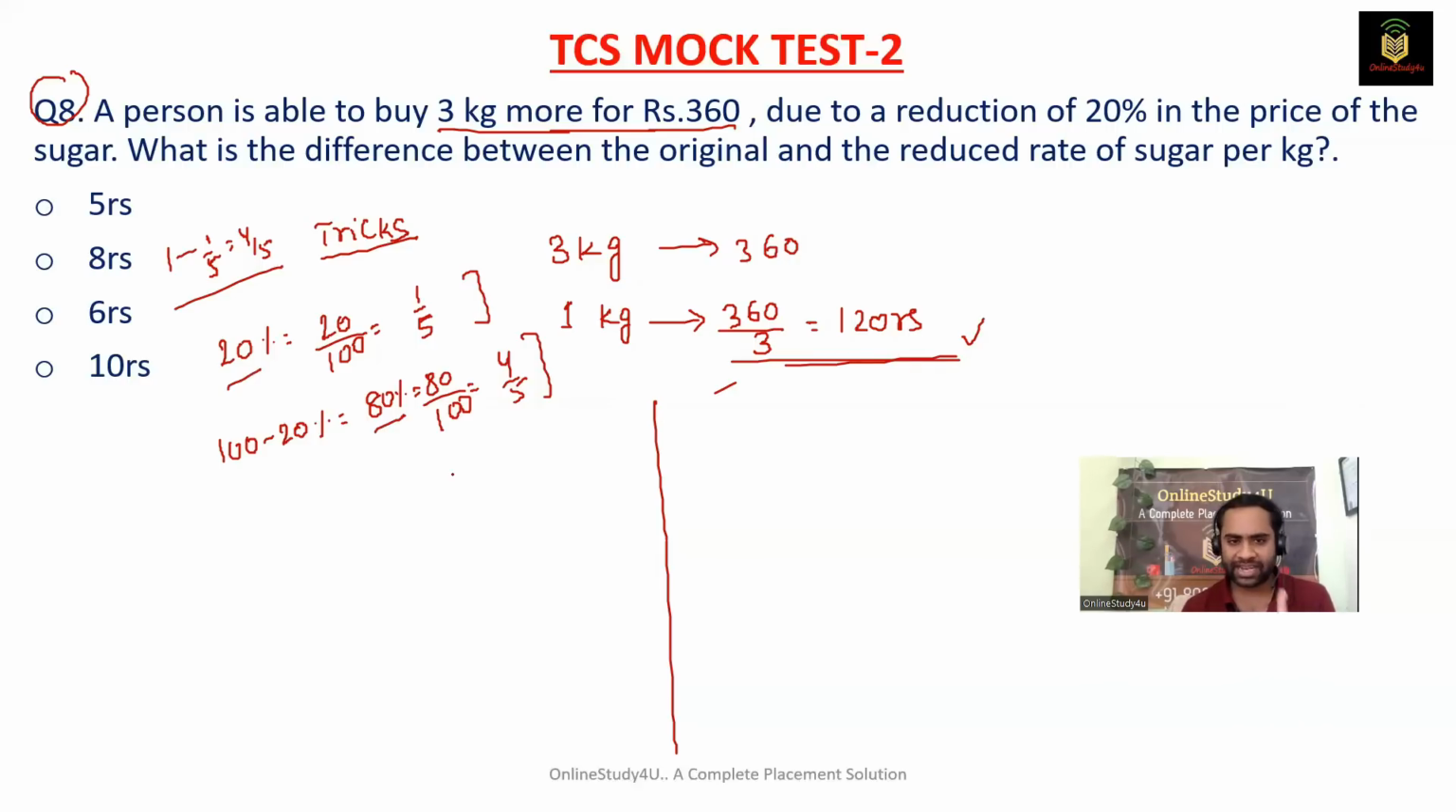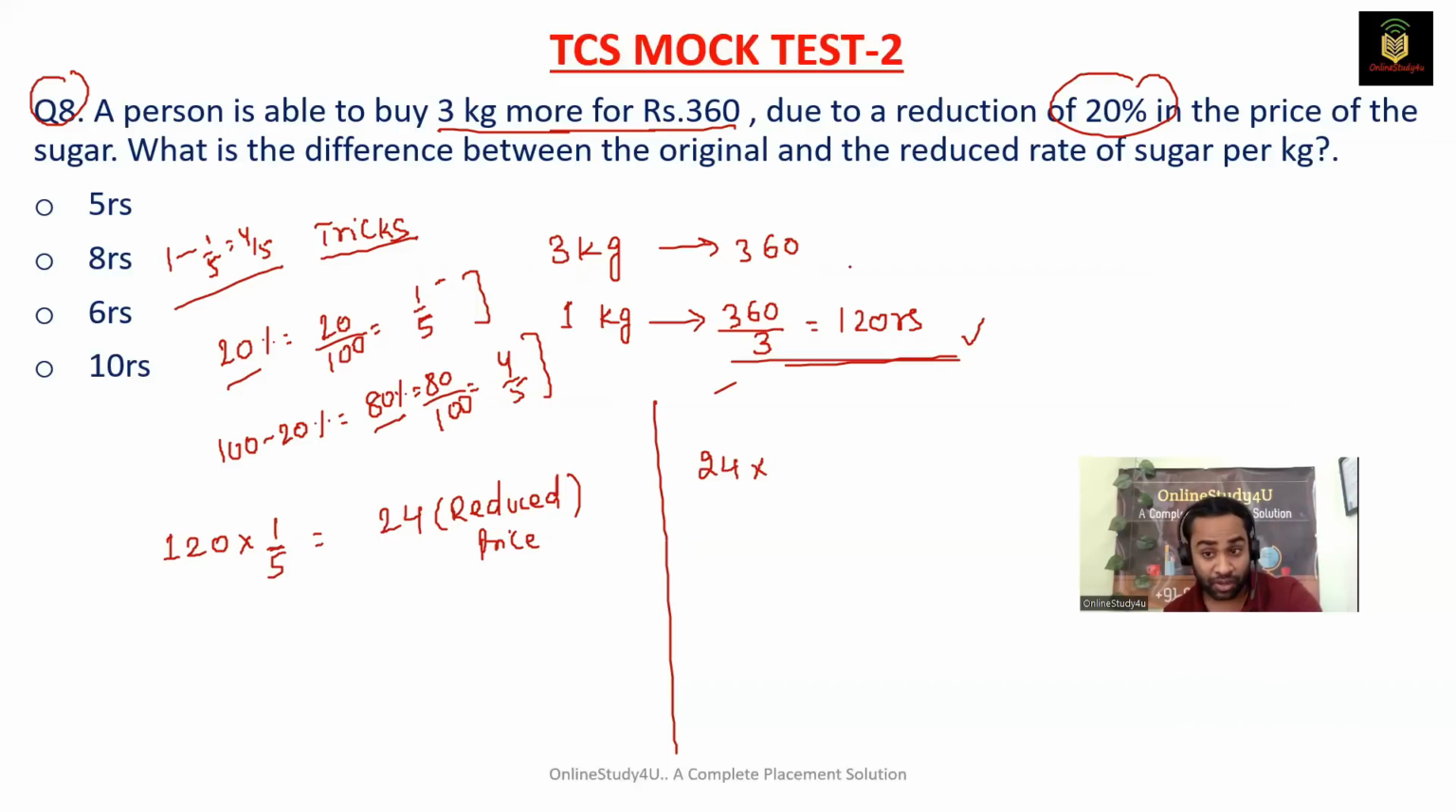Now, 1 kg you are able to buy for 120 rupees, right? And why are you able to buy 1 kg more? Because there is a reduction of 20%. 20% is what? 1 by 5. So just multiply by 1 by 5. So this will become nothing but 24. That means you got your reduced price. Your reduced price is 24 rupees. Simple. Now, 24 rupees is your reduced price, and now you have to find the original price.